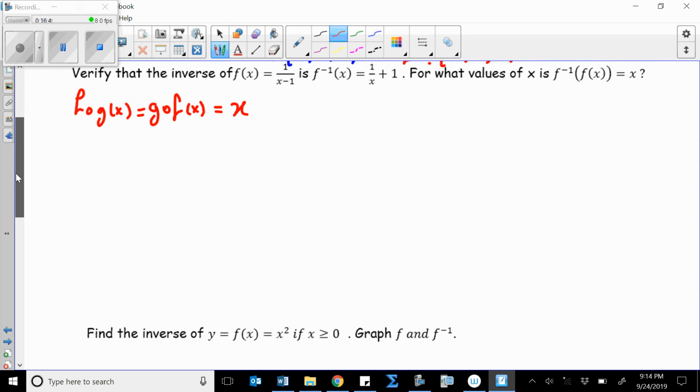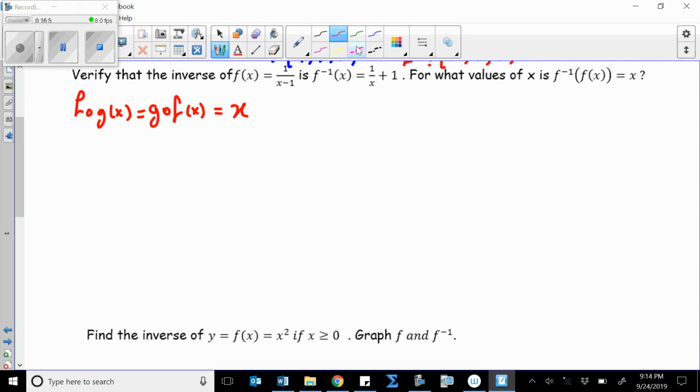So we're going to start here. Start with f of g of x. What I'm going to do first is find the g of x and replace it here. What if my g of x is actually f negative 1? So let's call this g of f. So this is my g of f.